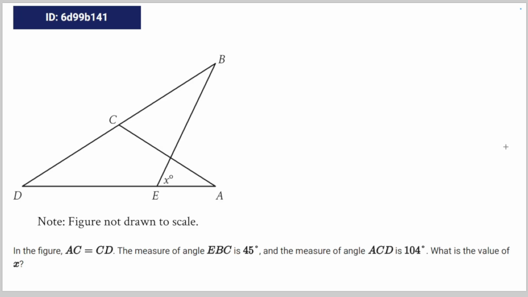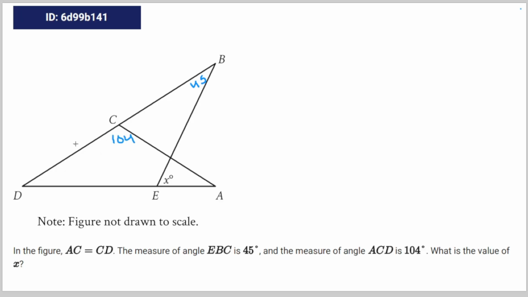The figure: AC is equal to CD. The measure of angle EBC is 45 degrees, and the measure of angle ACD is 104 degrees. What is the value of x? So we're just going to write down the following given information. EBC is 45, and ACD is 104.